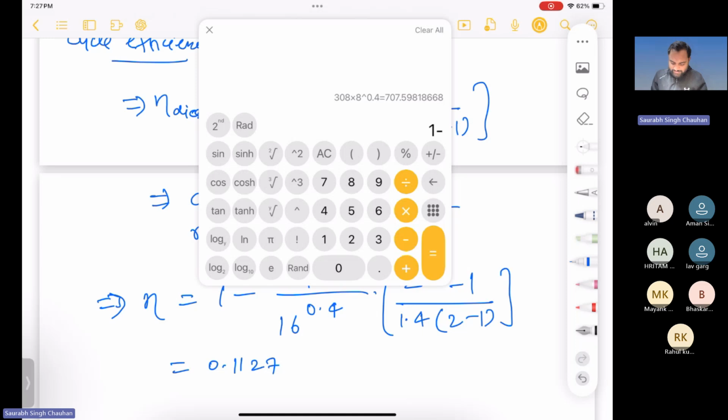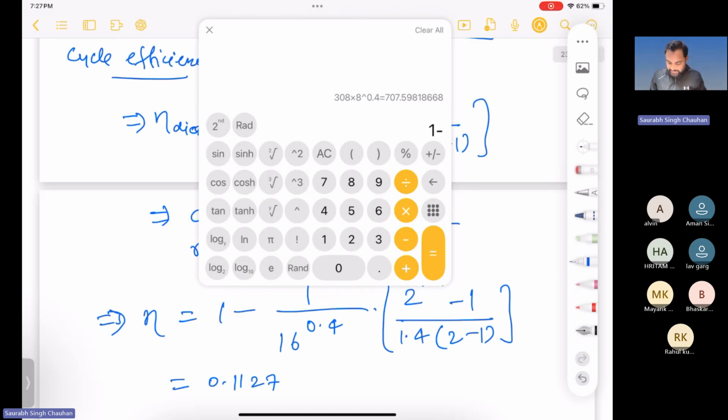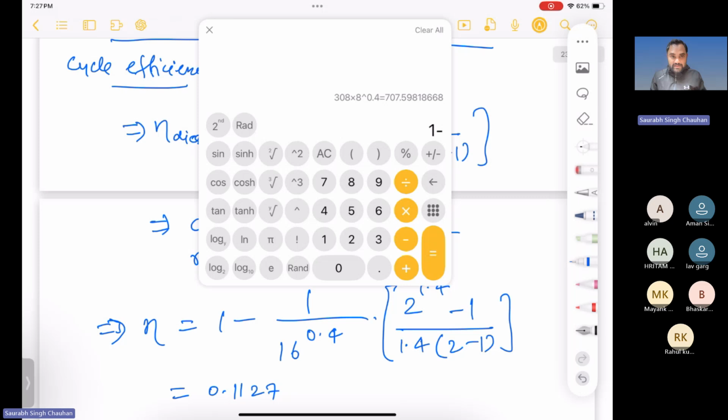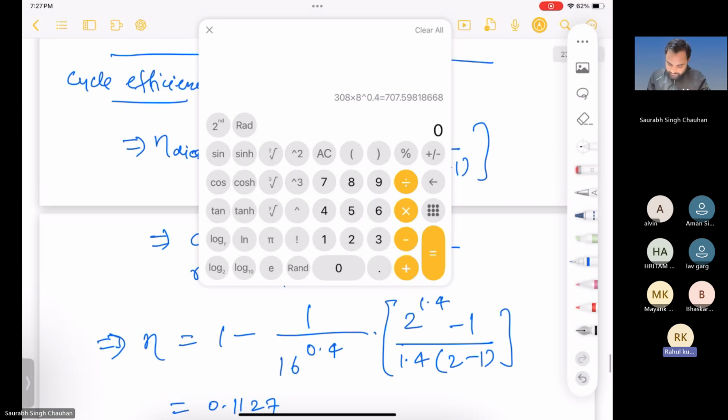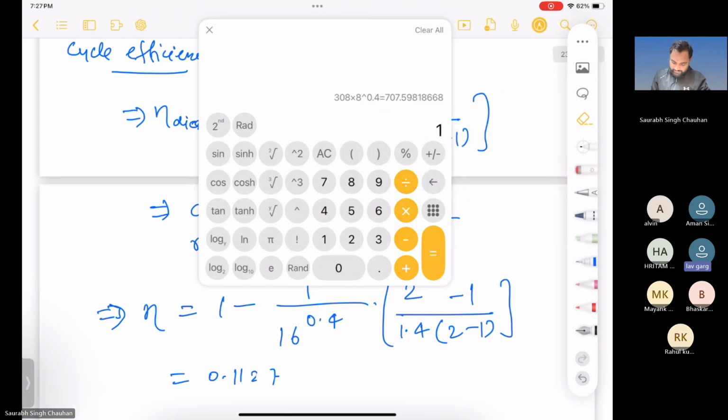Okay, this is a very low value. This should not be correct. We should get more efficiency. Please recheck. Okay, sir. 0.613. Yes, that is a reasonable value, 0.61. So that seems a better value.